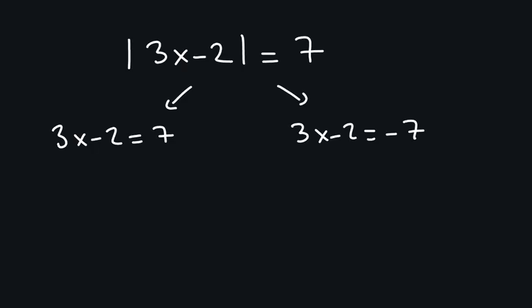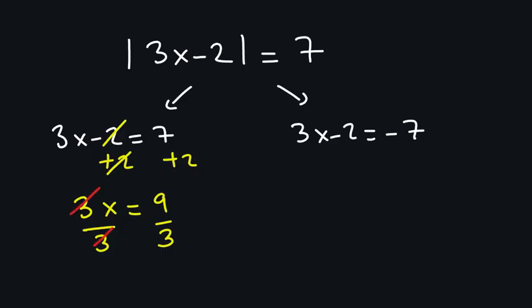Let's start with the expression on the left. So first I will isolate 3x. To do that, I need to add 2 to both sides. On the left side, -2 plus 2, they are cancelled out. I have 3x. On the right side, 7 plus 2, 9. And the second step will be dividing both sides by 3 to get only x. So on the left side, 3's are cancelled out, and I have only x. On the right side, 9 divided by 3, which is 3. So that's my first solution.